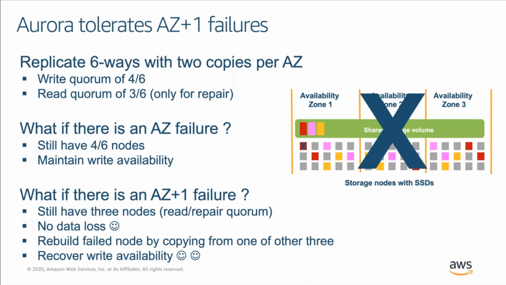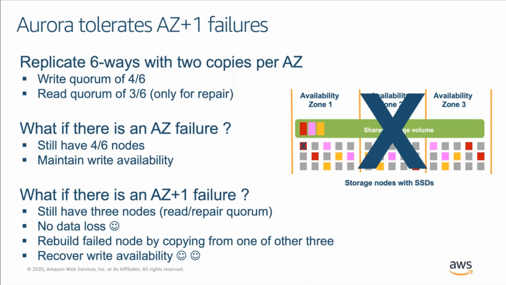And if you're able to do this in the background all the time on a continuous basis, right when you've lost an individual node or right when you've lost an AZ, you can actually tolerate AZ+1 failures without losing data. And that's what lets us build a highly available, highly resilient system.